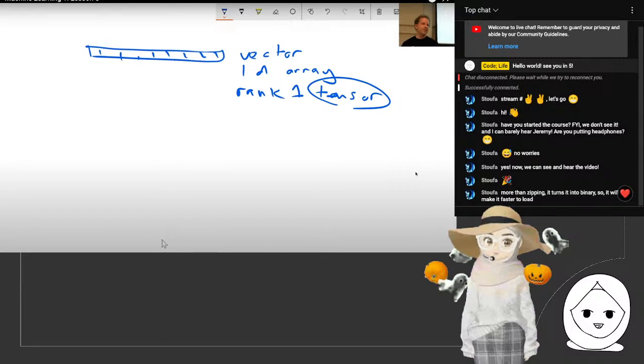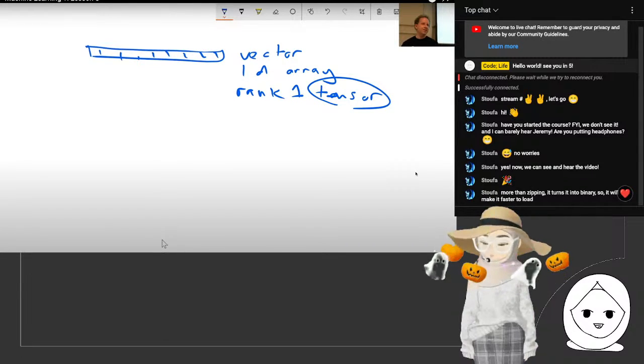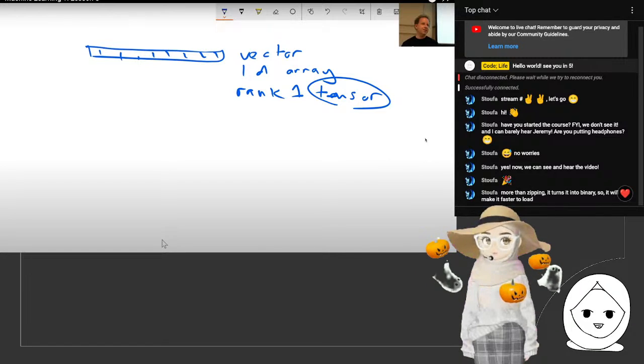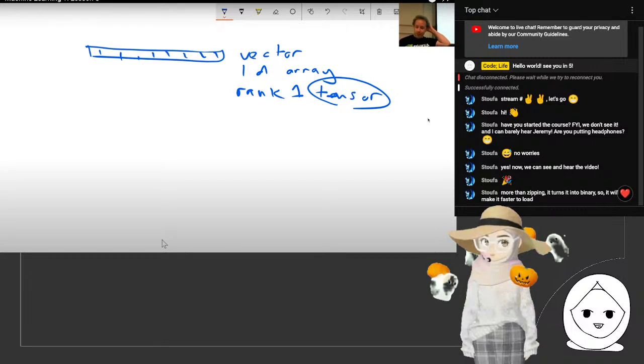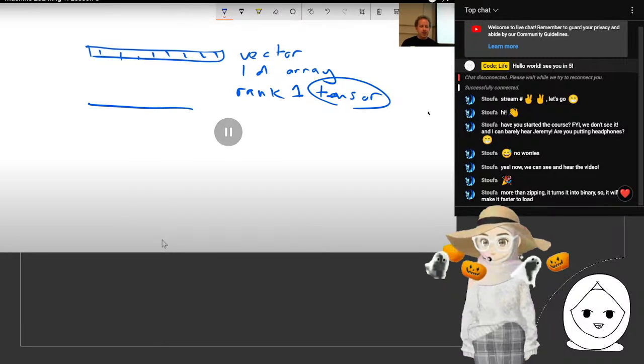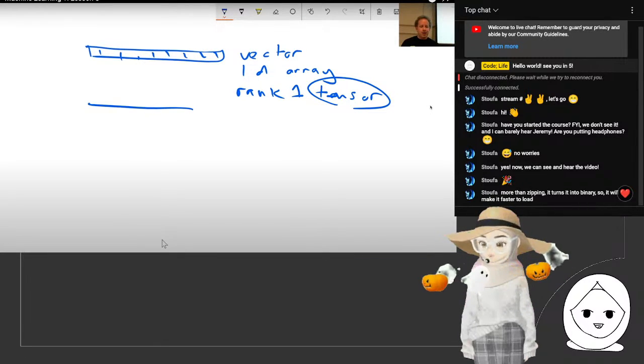Yeah, a tensor is a 4-dimensional object, isn't it? Or, I don't know, a higher dimension. So, there you go. Don't blame me. This is just what people say. Yeah, don't blame the messenger.